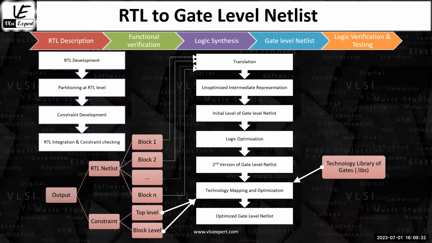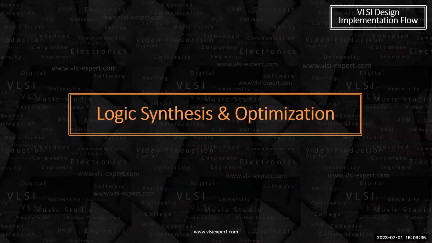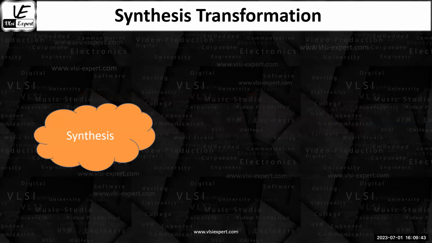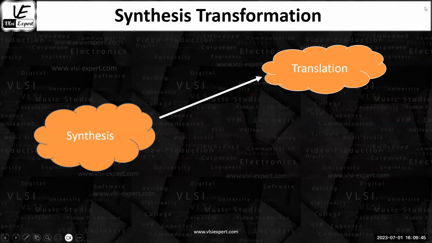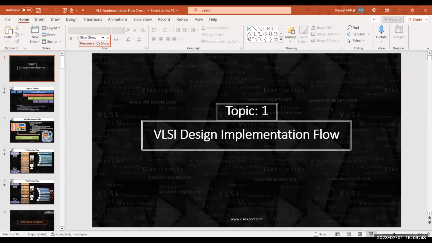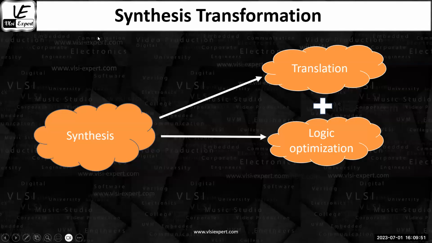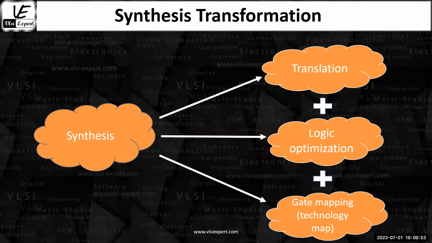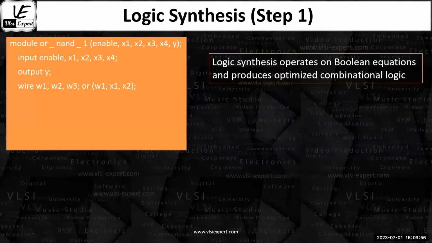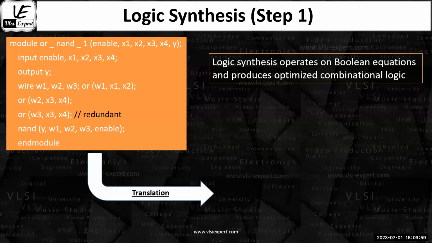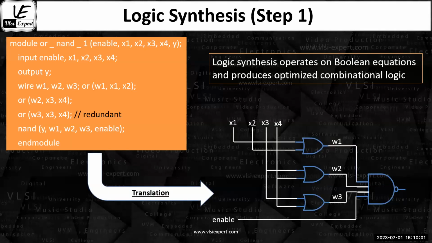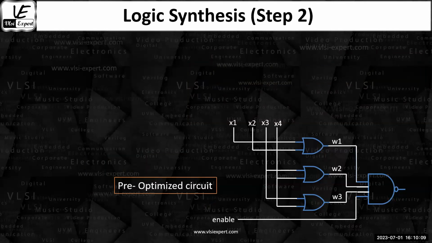Okay, sir. So now the same question Weber was asking, let's try to understand from logic synthesis and optimization. What is the flow? In synthesis, there is a translation, there is logic optimization, and there is gate level mapping. You have certain logic, and you translate it into the first level of netlist, the first level of circuit. This first level of circuit is not mapped to any particular technology node. It is a pre-optimized circuit.